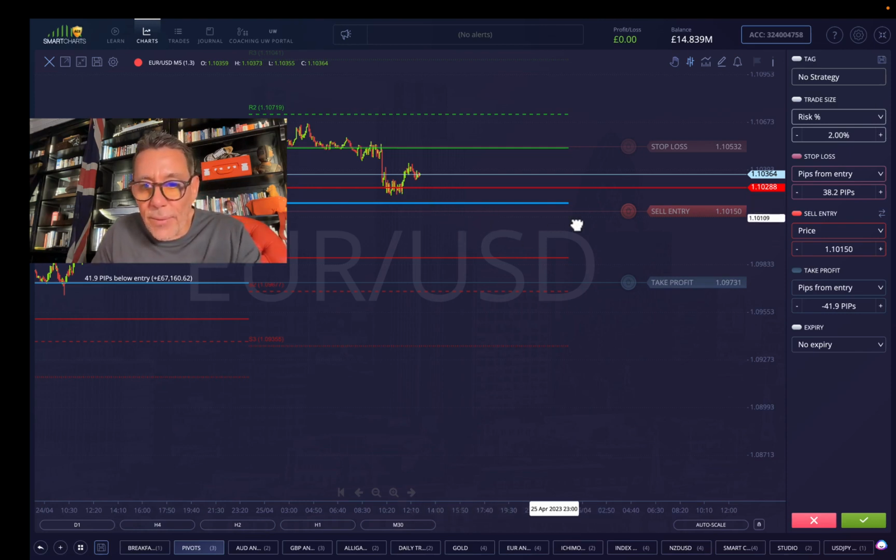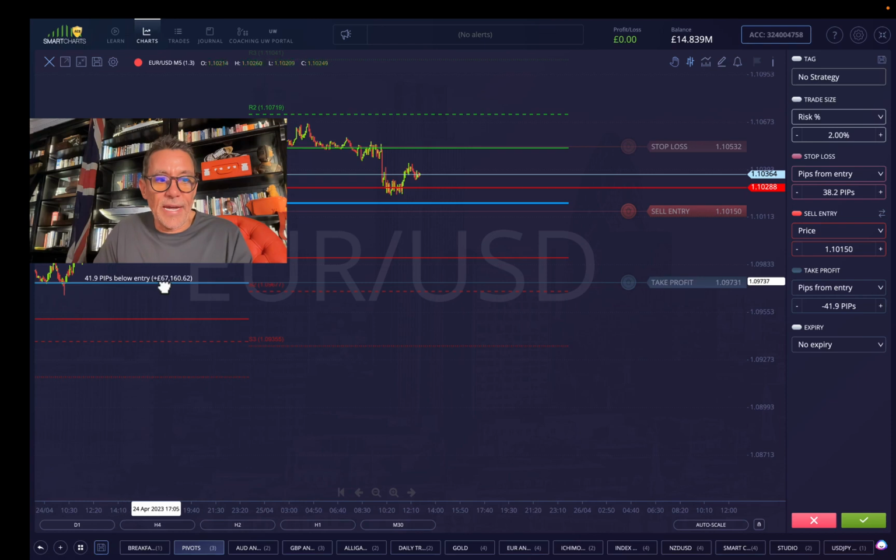If it breaks through there, we will enter on the sell entry and we'll take profit down there. We'll make 67, so it's a 1-to-1. Most currency trades reward to risk are 1-to-1. Don't let anybody tell you that everything's 3-to-1, 4-to-1. It doesn't exist. What exists is an edge.